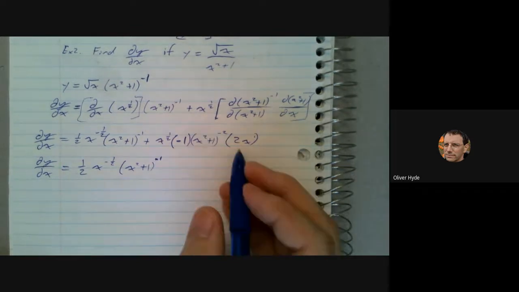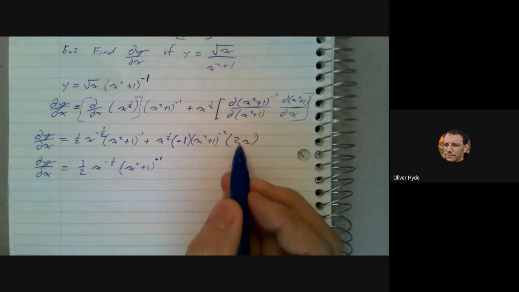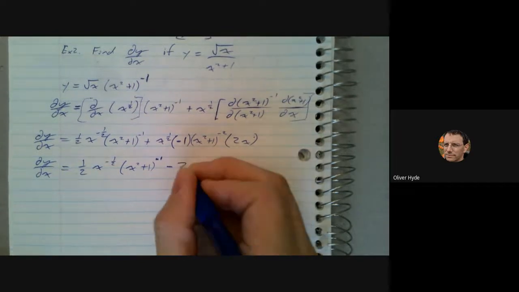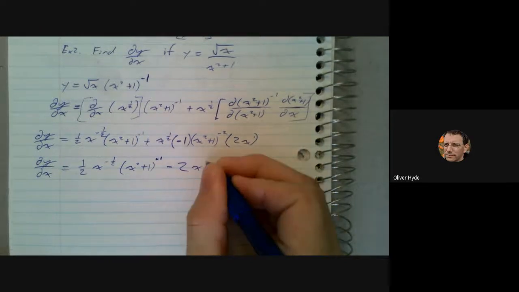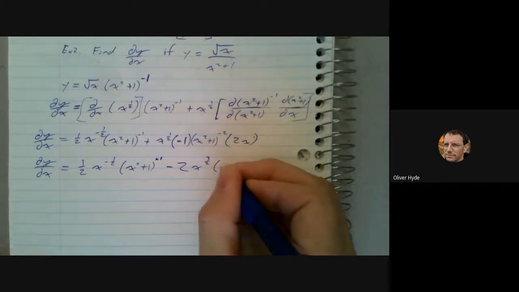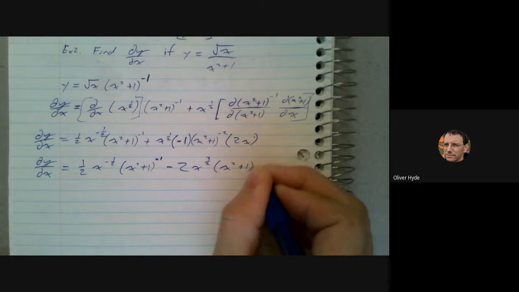Let's see, I've got a +1 multiplied by a -1 multiplied by a +2. I have an x to the exponent 1/2 times an x to the exponent 2/2, which is x to the exponent 3/2. And then I have x squared plus 1 to the exponent -2.